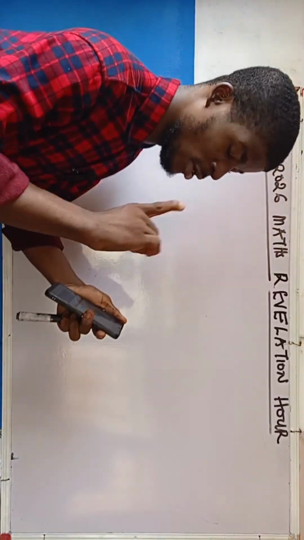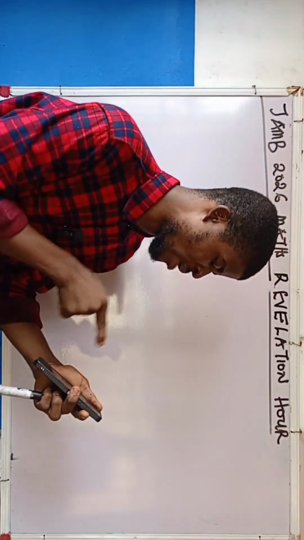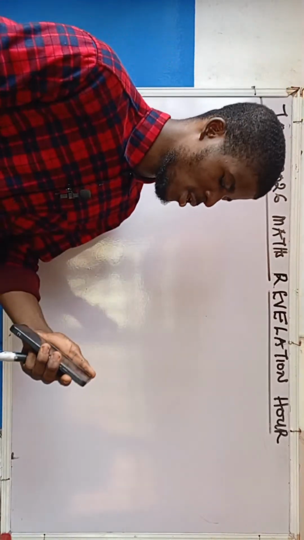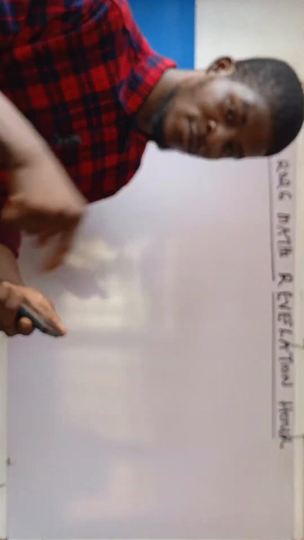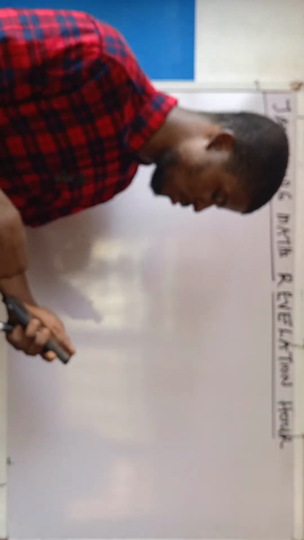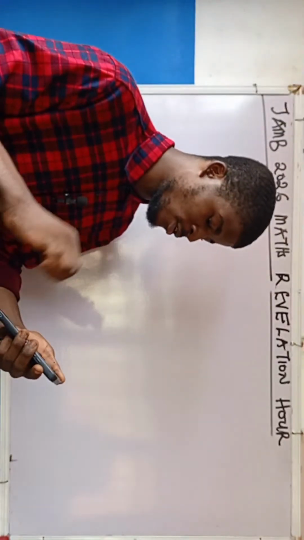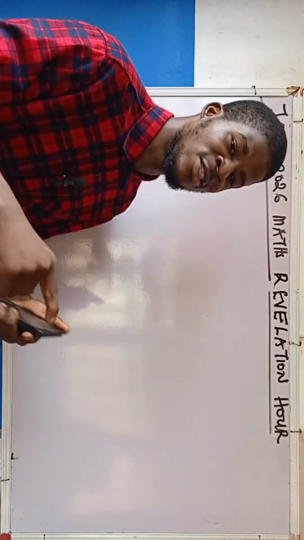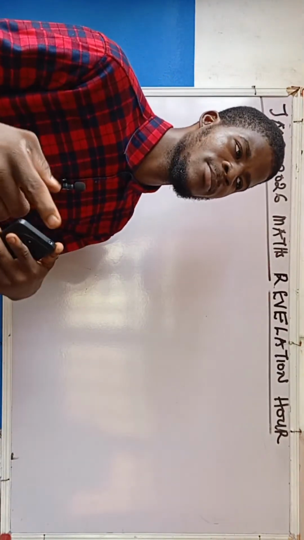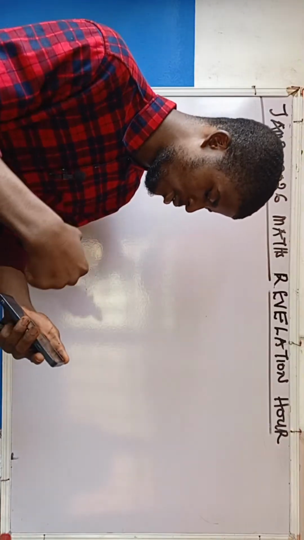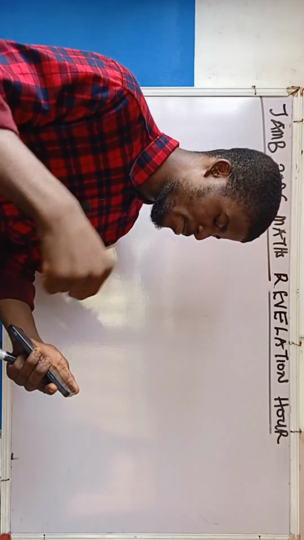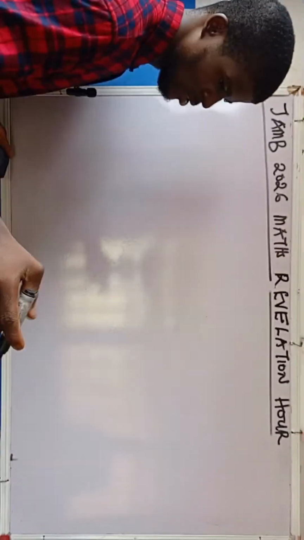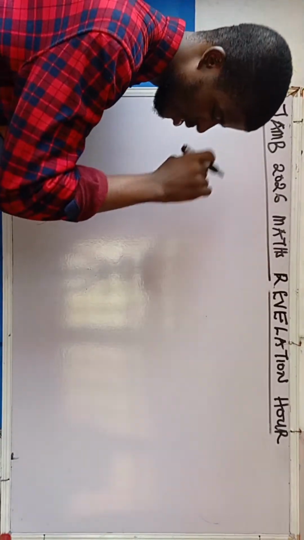The options here: option A says it is the perpendicular bisector of the two lines. Option B is the angle bisector of the two lines. Option C is the bisector of the two lines. Are B and C the same? We're going to find out. Option D says it is a line parallel to the two lines. Let's determine with just the explanation.